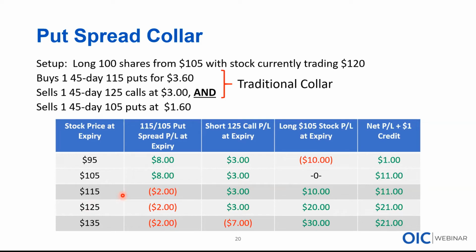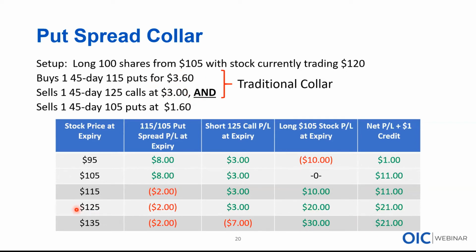I'll just focus on upside and downside. To the upside here, you can see you're going to have a nice gain. Your shares will get called away at 125, and you'll have made $15 on the stock, up from 105 to 120, another $5 up to 125, and then you actually keep your credit overall on the option side.